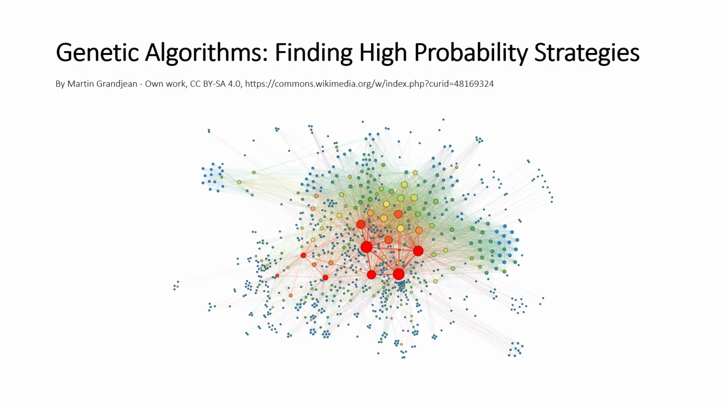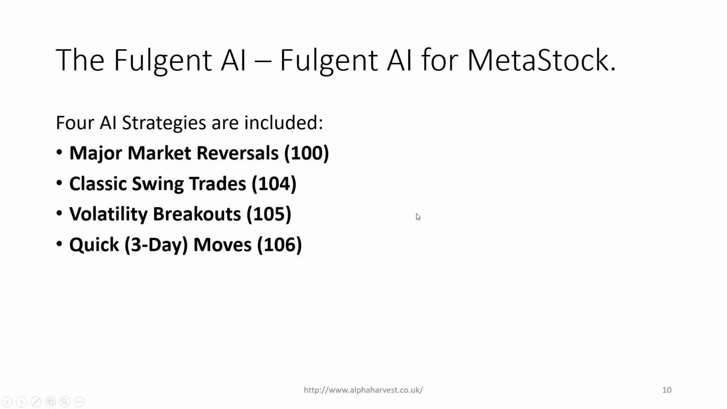That brings us back to this genetic algorithm, where the AI has gone into the system, tested all the different possible combinations, and come up with various high probability trades. And that brings us back to these 4 AI strategies that we're using on AI Traders Live: major market reversals, classic swing trades, volatility breakouts, and quick 3-day moves. Until next time, happy AI trading.